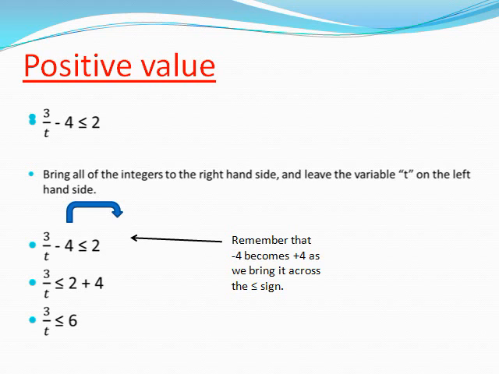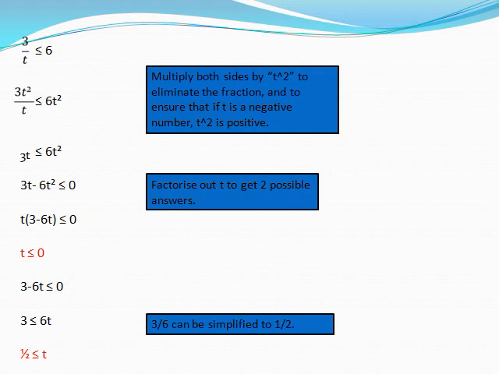What we're going to try and do is get t on its own. We're going to try and isolate t. We have 3 over t minus 4 is less than or equal to 2. We need to get all the integers to one side and everything with the variable t on the other side. So we take minus 4 across and it changes to plus 4, and we end up with 3 over t is less than or equal to 6. Remember that when minus 4 comes across, it becomes plus 4. Right, so now we have 3 over t is less than or equal to 6.